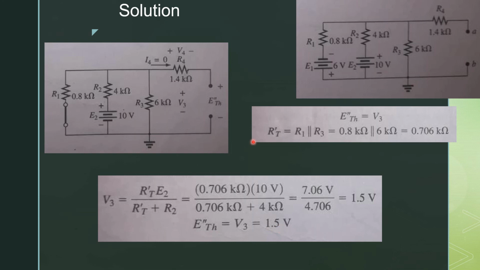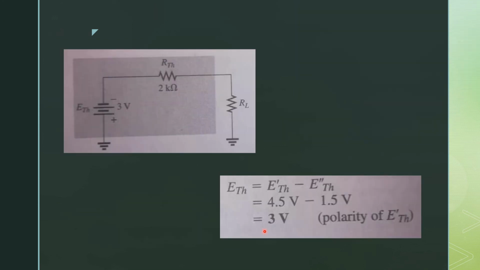Now we have the voltage E Thevenin prime and E Thevenin double prime. So the net E Thevenin is equal to E Thevenin single prime minus E Thevenin double prime. The value of E Thevenin single prime is 4.5 volt and E Thevenin double prime is 1.5 volt. The net E Thevenin is equal to 3 volts. The polarity of E Thevenin single prime is used. So this is our equivalent Thevenin circuit for the shaded region.